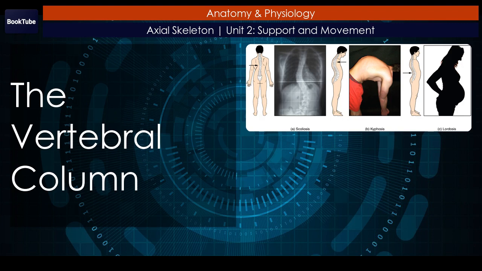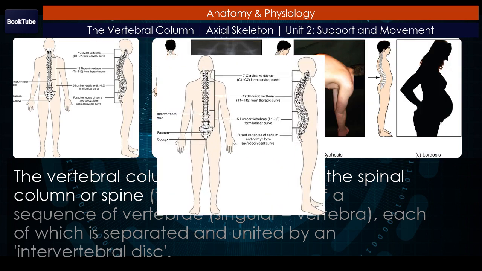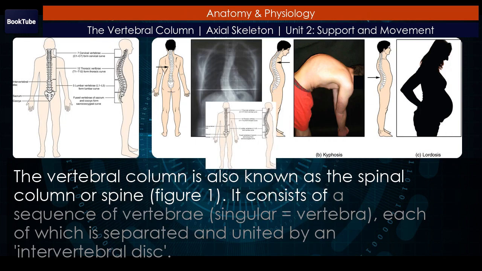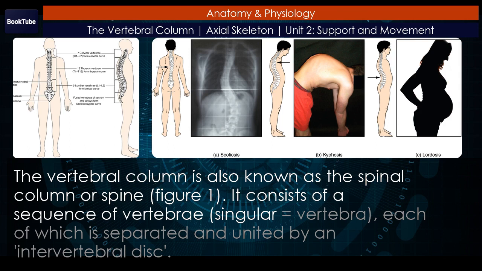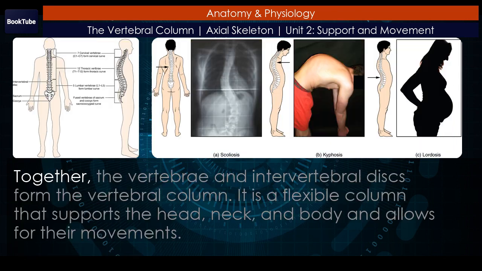The vertebral column. The vertebral column is also known as the spinal column or spine. Figure 1. It consists of a sequence of vertebrae (singular: vertebra), each of which is separated and united by an intervertebral disc. Together, the vertebrae and intervertebral discs form the vertebral column.